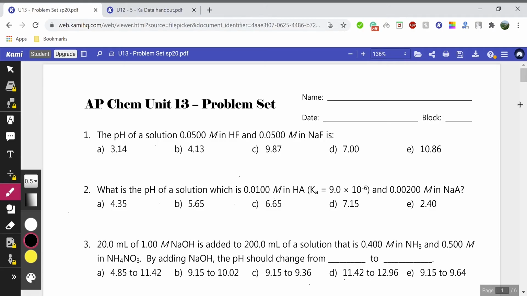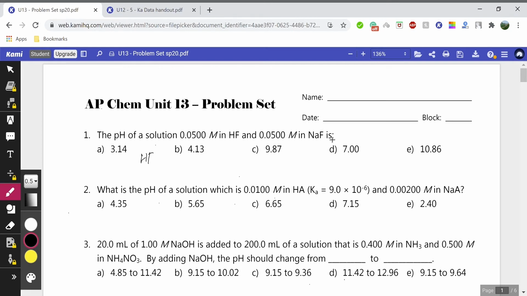Hi, in this video we're going to be doing the Unit 13 problem set, which will essentially be our study guide for our solution equilibrium unit. So first it says the pH of a solution is 0.05 molar HF and 0.05 NaF. So NaF will be a common ion.